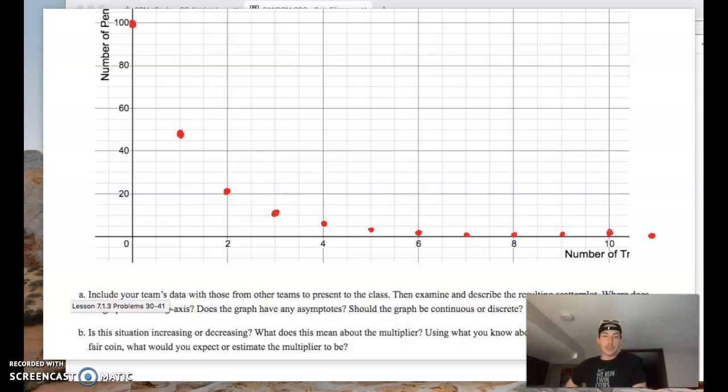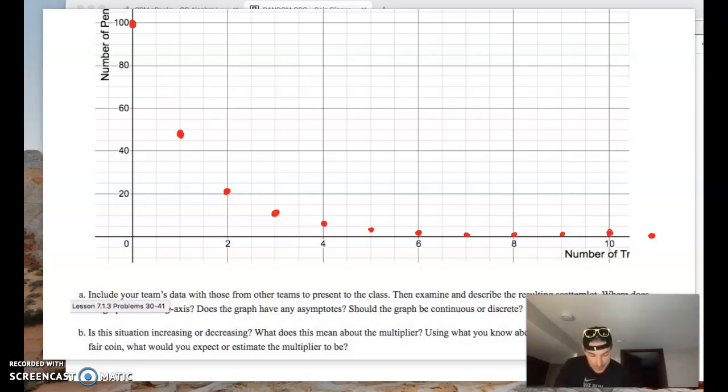Part A says include your team's data with that of other teams, and then examine the resulting scatter plot. Does the graph have any asymptotes? Should the graph be continuous or discrete? Well, if it's a true exponential decay curve, it should have an asymptote. But asymptotes are imaginary, and our data is real world.